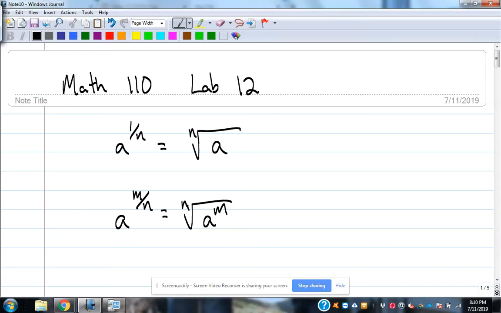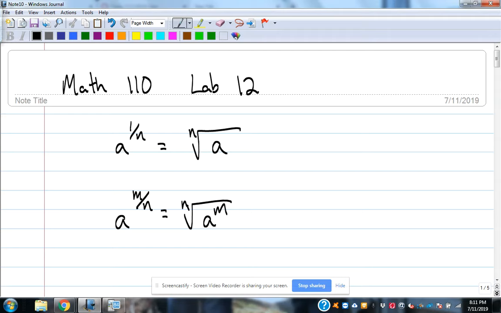Lab 12, we'll talk about rational and radical notation. So here we have a to the exponent 1 over n. That can be rewritten in radical form as the nth root of a. And if you have a numerator m over n as the exponent for a, the base, the denominator always becomes your root, or your index on the radical, and whatever the numerator is becomes the exponent on the base on the inside of that radical.